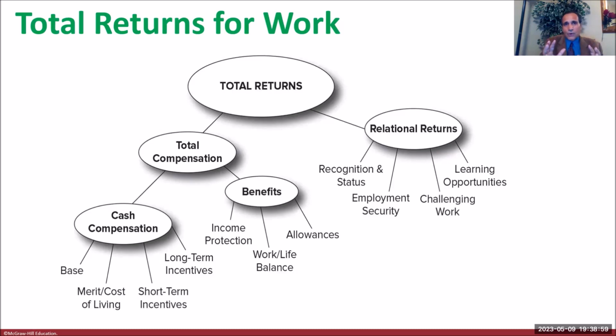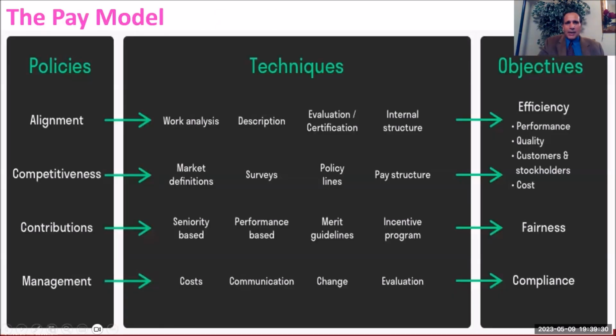So as you're looking forward to the reading every single week, again, pay attention to this model, see where it fits in terms of whatever research and reading that you're involved with at a given time. But the pay model, again, as I alluded to earlier, includes the policies, techniques, and objectives. And then each of these categories, you can see how they lead to these objectives of efficiency, fairness, or ethics, and compliance with the law.